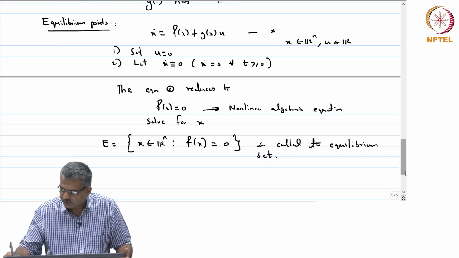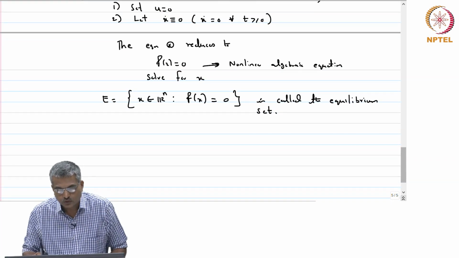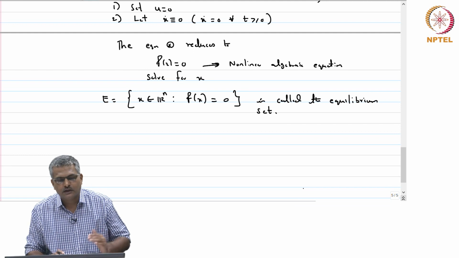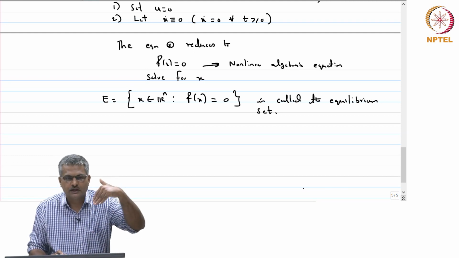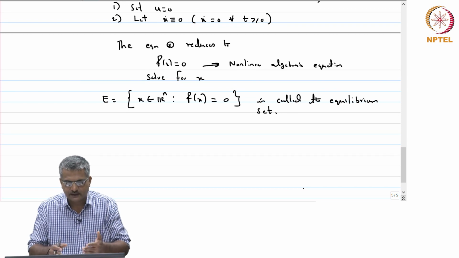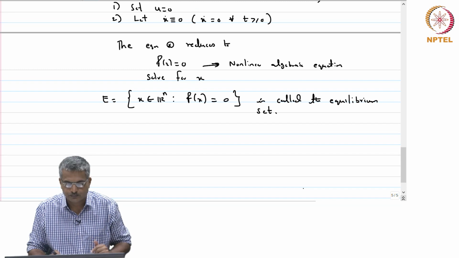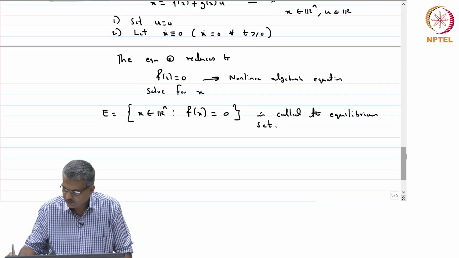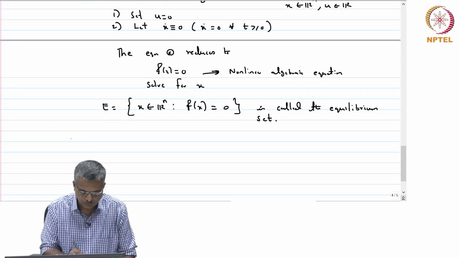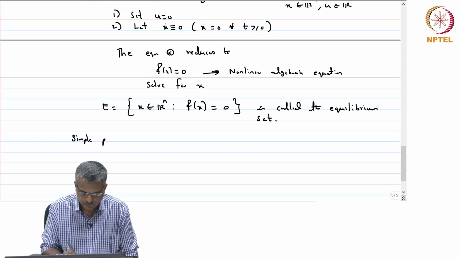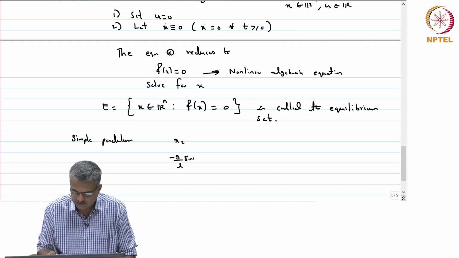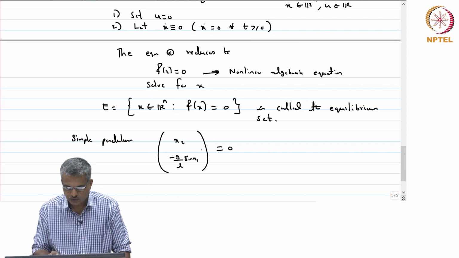So, let us see what these equilibrium points mean for the simple pendulum. Of course, from the physics of the system, we already have some notion of equilibrium points. We know that there are two equilibrium positions, the lower and the upper equilibrium positions. So, we know a little bit from the physics, but let us see whether, with our definition of equilibrium points, we get the same points. For the simple pendulum, f of x, the drift vector field, is x2 and minus g by L sin of x1, set equal to 0.